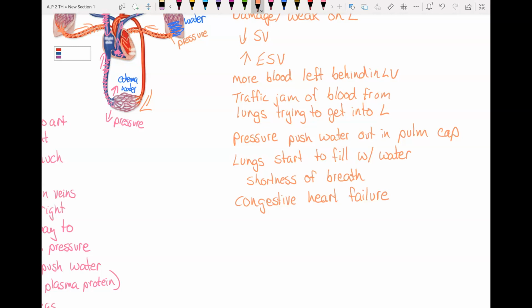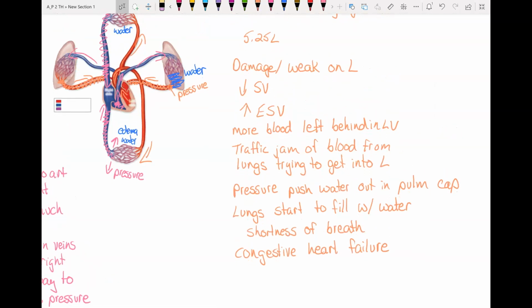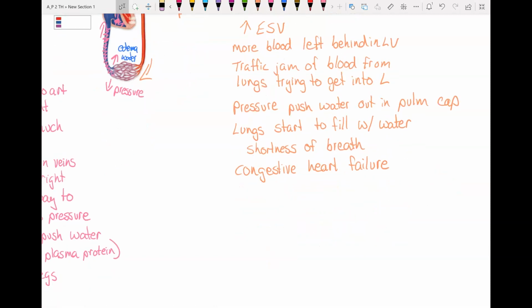So sometimes people don't understand all this. They have trouble breathing. They go to the doctor and the doctor says you have heart failure. And the person's like, no, you're not listening to me. I said it's my lungs that I'm having trouble with. I can't breathe. Well, this is the connection. Congestive heart failure is when you have damage on the left side of your heart. So you get this backup of blood coming from the lungs. That creates pressure in the pulmonary capillaries, which pushes water out, and the lungs start to fill with water, and you have trouble breathing. And if you leave this untreated, you could actually drown from the water filling up in your lungs.